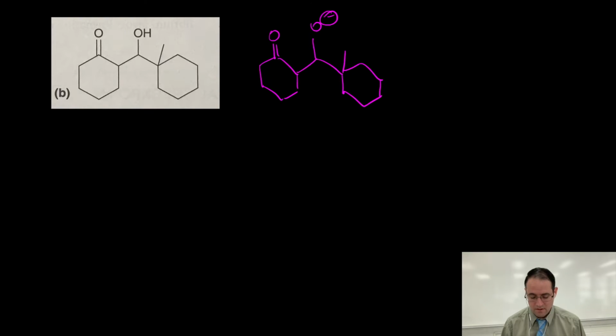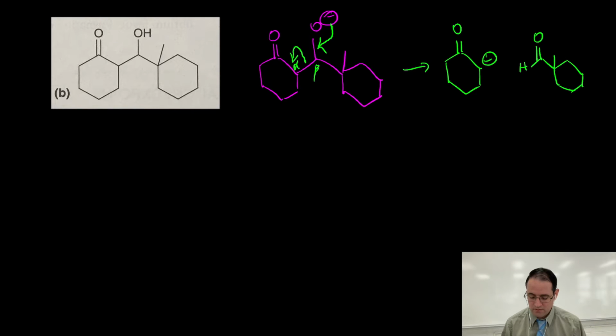Molecule B, we want to use the WTF method once again. So we're going to write out the alkoxide. So here it is, O minus. And we're going to think about this. We want to label the alpha and the beta carbons, and then we want to fragment the molecule. So take this negative charge, create a carbonyl, and kick these electrons onto the alpha carbon. That's going to give us the enolate of cyclohexanone, and on the right, we're going to have an aldehyde with this six-membered ring and a methyl group.